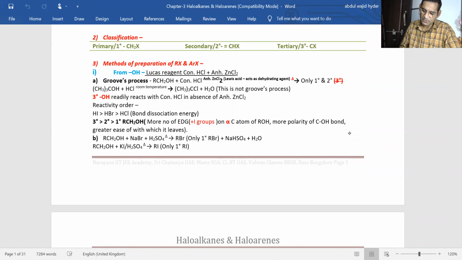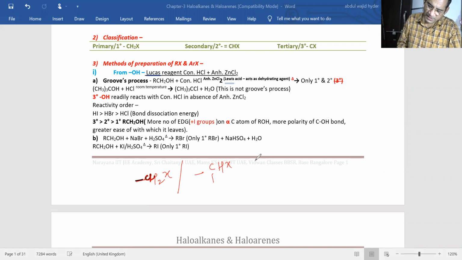So this was all about primary, secondary, and tertiary haloalkanes. See, this is primary haloalkane, this is secondary haloalkane, and this one is tertiary haloalkane. Here, if this carbon which is attached to halogen is attached with three more carbon atoms, then it will be known as 3-degree carbon atom.